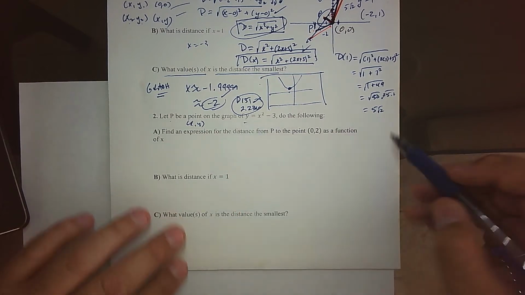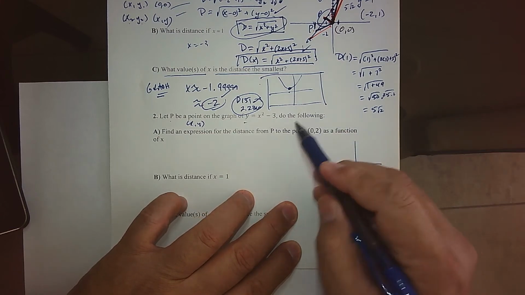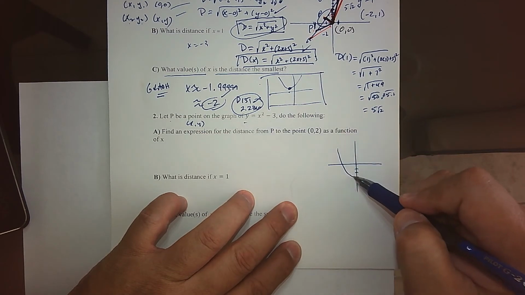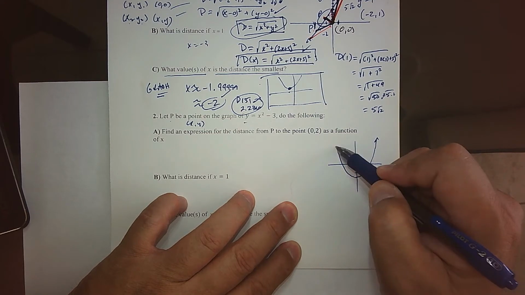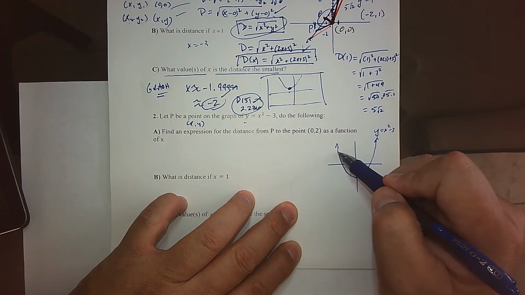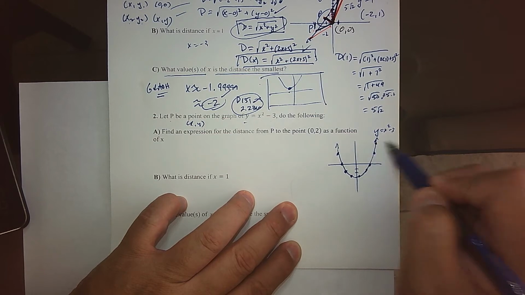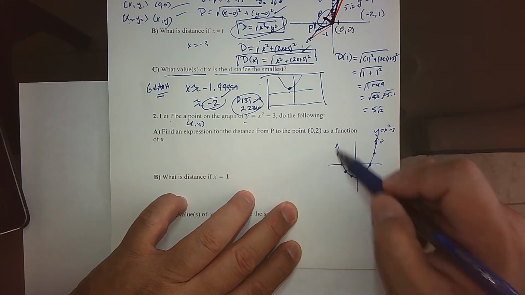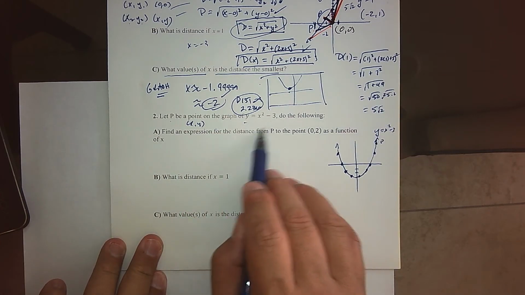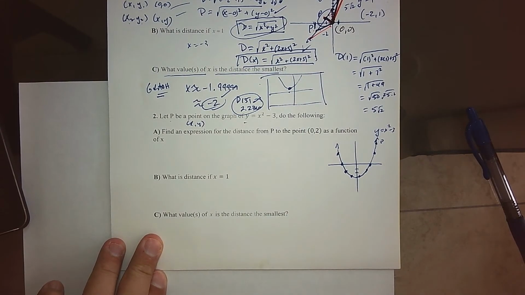So drawing a picture, we know that this is a parabola that's going to be shifted down 3. So 1, 2, 3. So we're looking at that graph right there. So here's y equals x squared minus 3. And we're talking about any data point, there's millions of them, but any data point P along that edge. And we want to find an expression for the distance from any point on that graph to the point 0, 2. So in black, here's the point 0, 2.